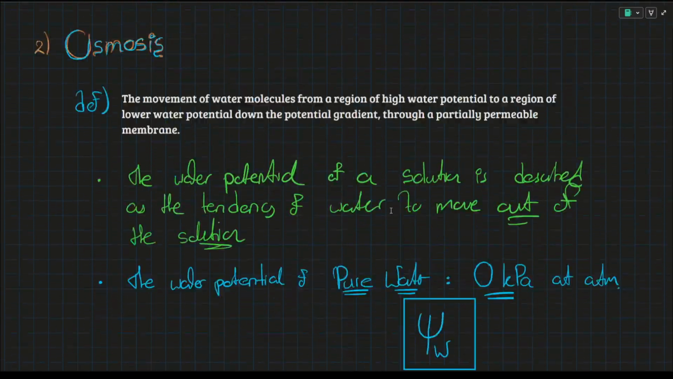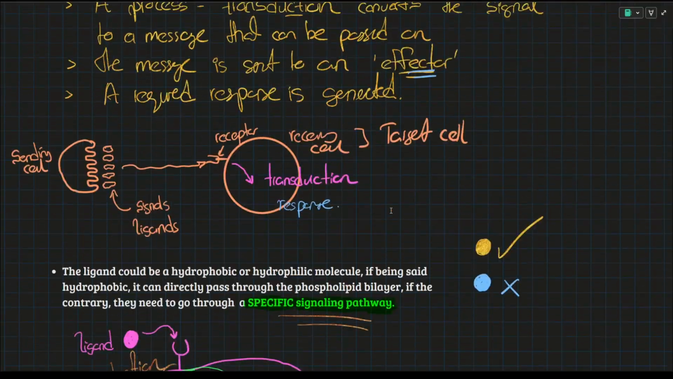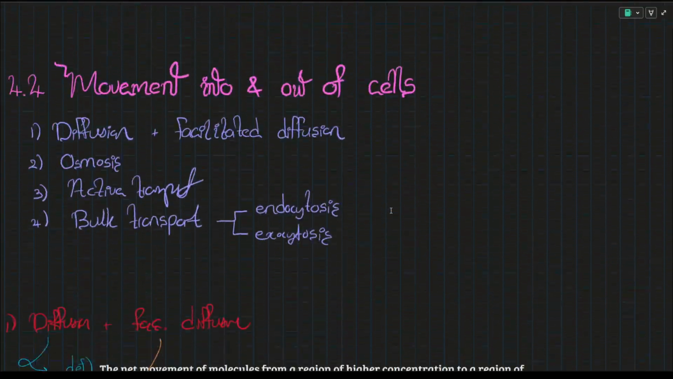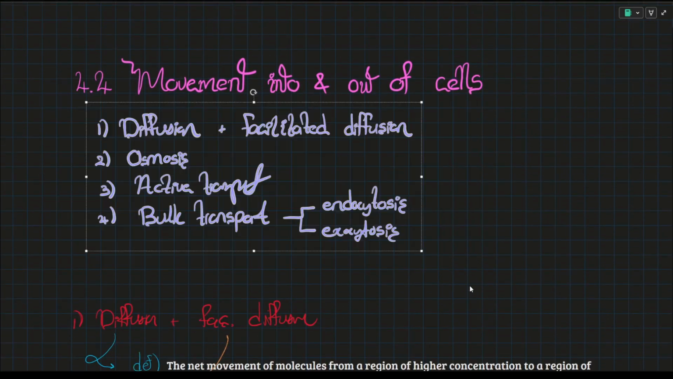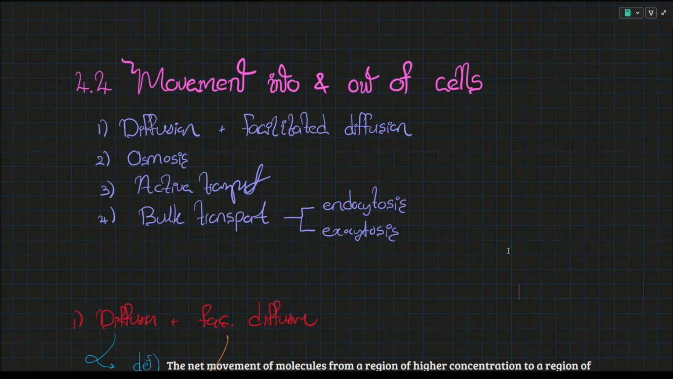With all of that complete, that is the end of this specific spread. Went back a little too much. Right here. Movement into and out of cells. We discussed the major 4 ways in which cells can move substances both into and out of their respective surfaces.